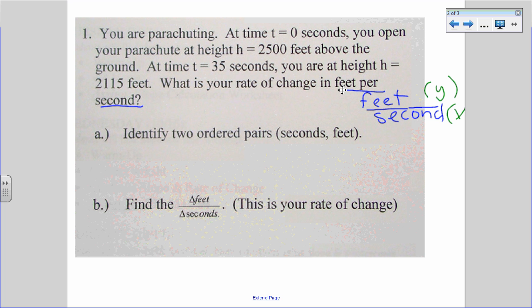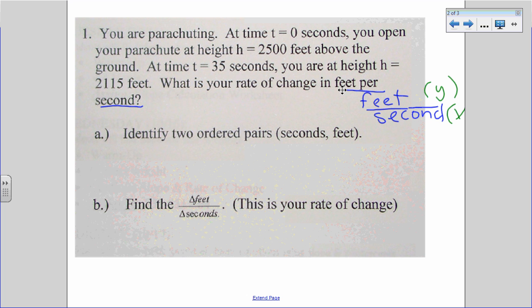All right? So even though they don't necessarily tell us, here I told you in part A to identify two ordered pairs in terms of seconds and feet. They're not going to give that to you tonight. You've got to be able to read those words. So make sure you made enough notes on this example to understand how we're getting those ordered pairs. It's feet per second, so it's feet over seconds, and so that gives me y over x.